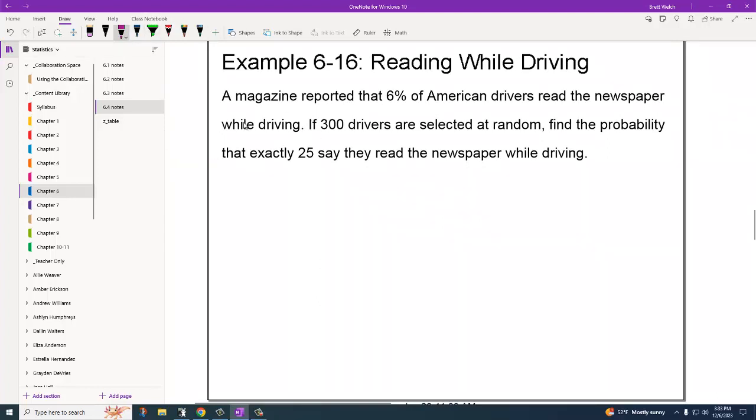Along the way, I'm going to be writing down some useful information. It says a magazine has reported that 6% of American drivers read the newspaper while driving. That is the probability of success, we'll call it, because we're trying to figure out how many people read the newspaper while driving. So p is 0.06, which by default means that q must be 0.94. Remember, they have to add up to 100%, success and failure. If 300 drivers are selected at random, that would be the size of my sample, find the probability that exactly 25. So x would be 25 exactly.